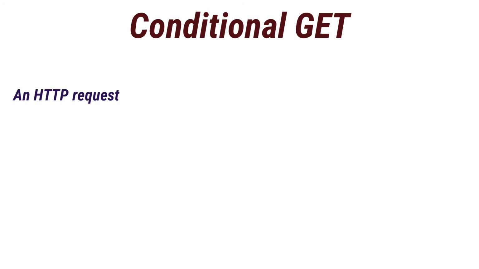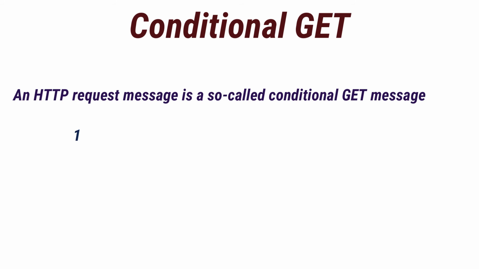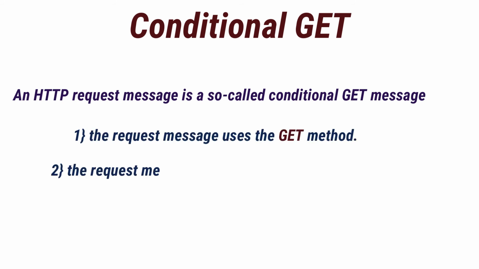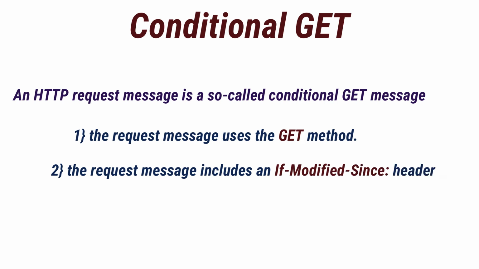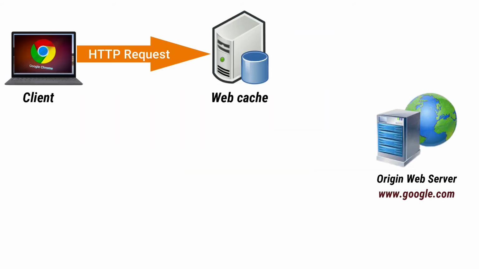An HTTP message is a conditional GET message if the request message uses the GET method and the request message includes an If-Modified-Since header line. Once again, the request message uses the GET method and includes the If-Modified-Since header line. To know how the conditional GET operates, let us consider an example.